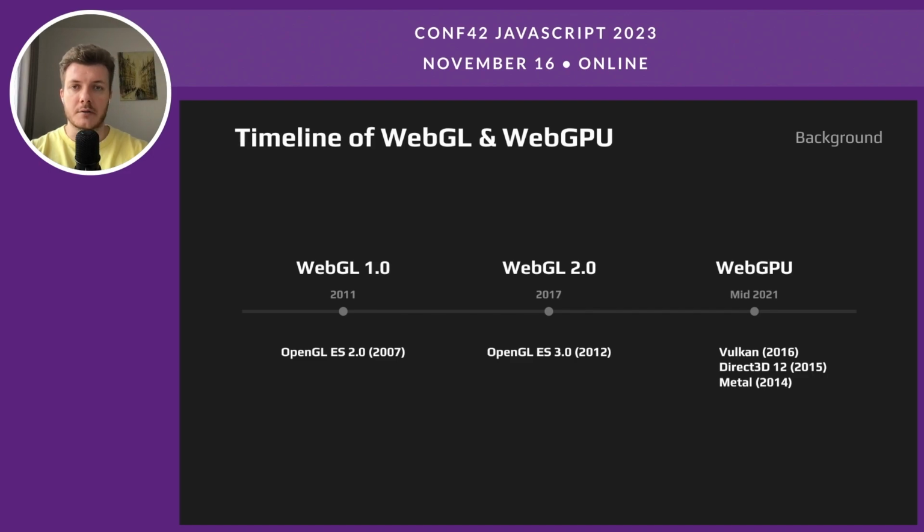Vulkan, developed by the Khronos Group, is a cross-platform API that provides developers with lower-level access to the graphics hardware. This allows for high-performance applications with better control over graphics hardware. Direct3D 12, created by Microsoft, is exclusively for Windows and Xbox and offers developers deeper control over graphics resources. Metal, an exclusive API for Apple devices, was designed by Apple with maximum performance in mind on their hardware.